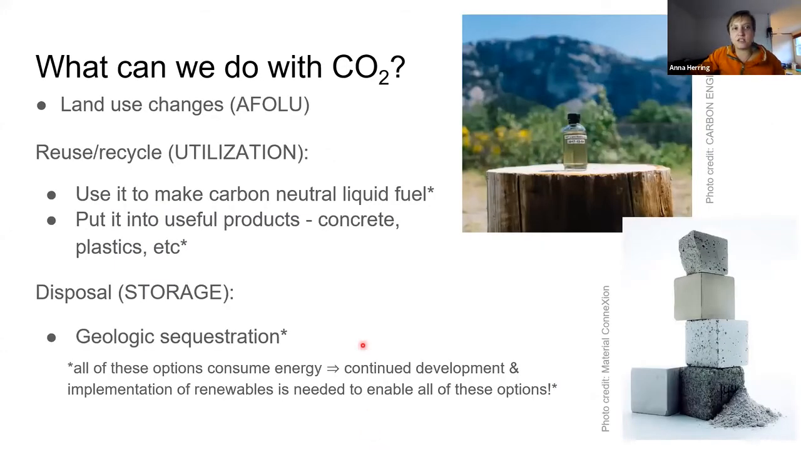Okay, so what else can we do with carbon dioxide? So I've already just mentioned land use changes. We can also try to utilize carbon dioxide. So I think of this as reusing or recycling the carbon dioxide. So for example, potentially we could make carbon neutral liquid fuel from it, or we could put it into useful products like concrete or plastics that are then consumer products that people actually want to use and want to pay for and buy, and then use to make useful things.